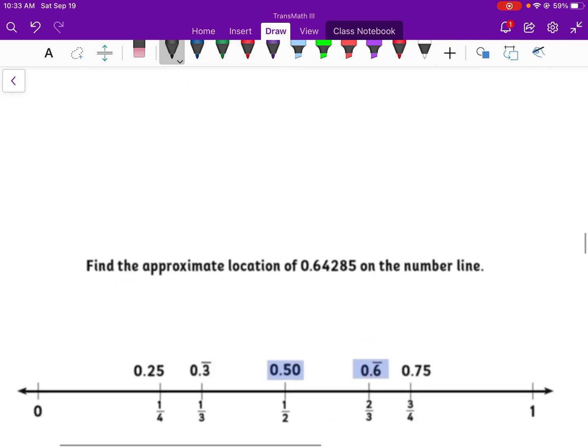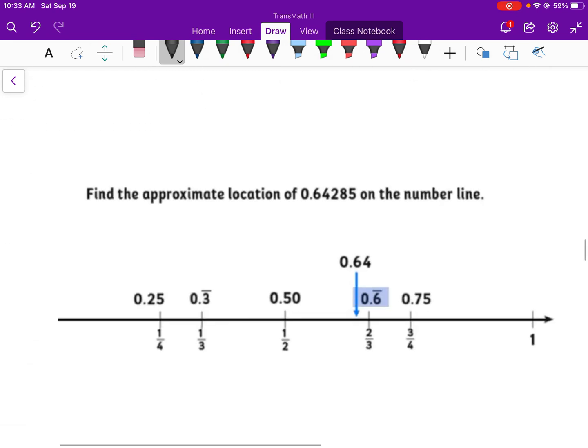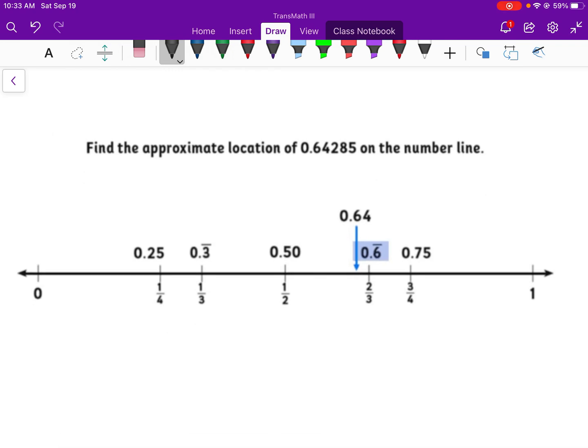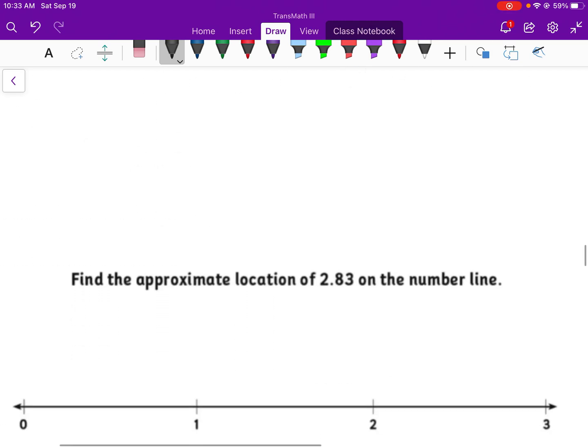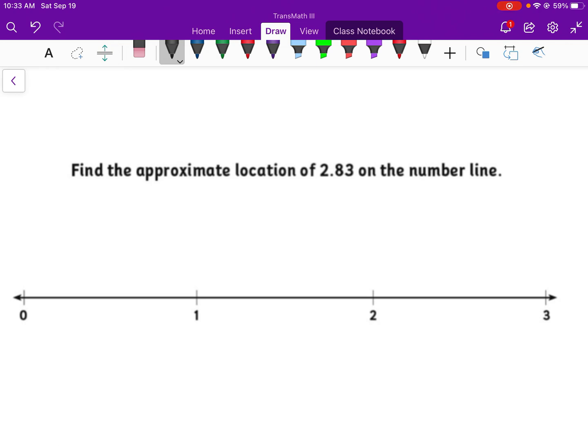Okay, so that's where it's going to be located, near that 0.6 repeating, just a little to the left. Again, that's just an approximate location. It's not the exact location, but it's close. Okay, so 2.83 on a number line.